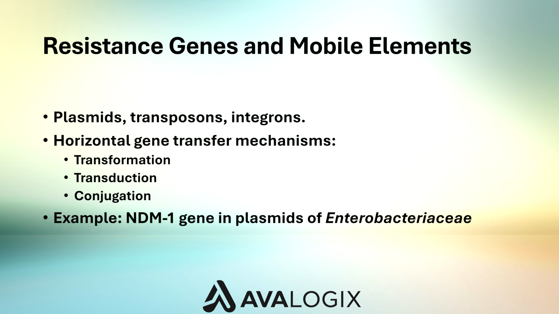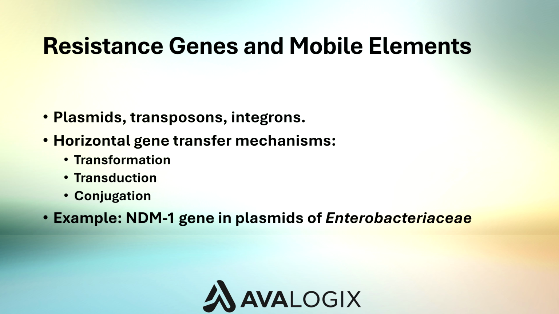Transposons and integrons play supporting roles. Transposons can jump from one piece of DNA to another, spreading resistance genes within or between plasmids and chromosomes. Integrons collect and express gene cassettes, often including resistance determinants. Horizontal gene transfer via conjugation, plasmid sharing, transformation, uptake of free DNA, or transduction via bacteriophages is the engine driving this genetic mobility. A well-known example is the NDM-1 gene, which encodes a carbapenemase. It's spread rapidly across continents, largely via plasmids, turning previously treatable infections into nightmares.